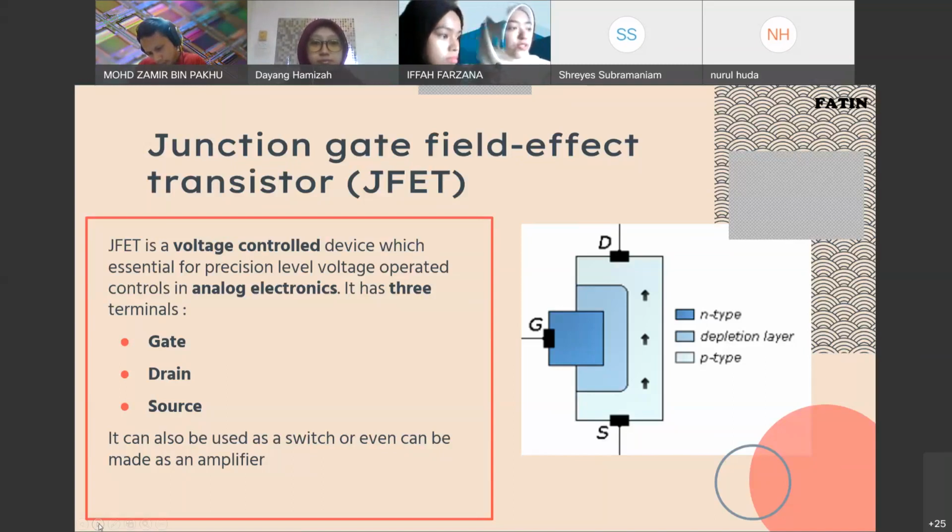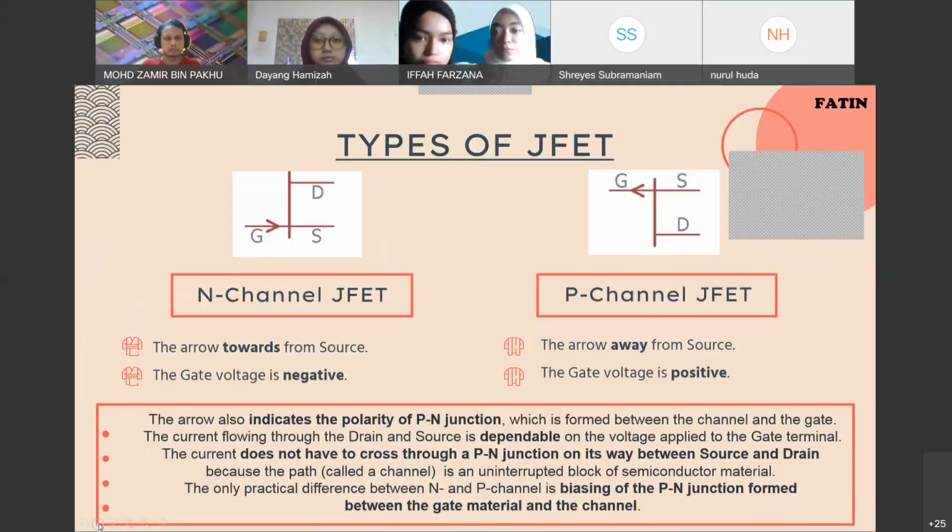And we proceed to JFET, which has 3 terminals. G is for gate, D is for drain, and S is for source. It can also be used as a switch and even can be made as an amplifier. So JFET has 2 types, which are N-channel JFET and P-channel JFET. How we distinguish between these two is by seeing the arrow at the gate. If the arrow is pointed to the source, it is N-channel JFET and the gate voltage is negative.